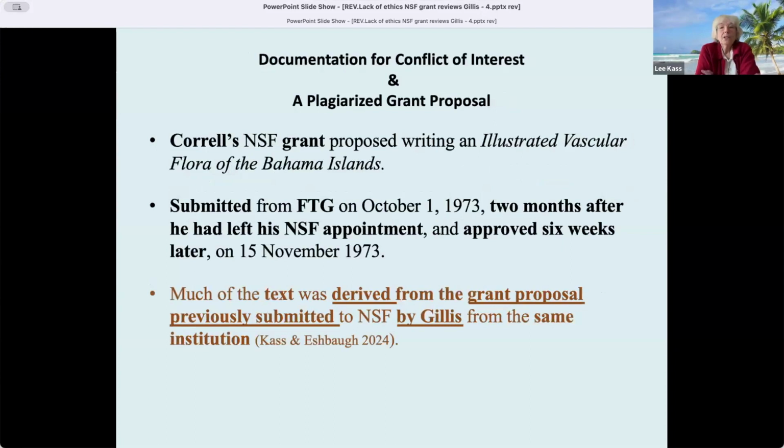Correll's National Science Foundation grant proposed writing an illustrated vascular flora of the Bahama Islands. He submitted it from the Fairchild Tropical Garden on October 1st, 1973, 2 months after he had left the National Science Foundation appointment, and it was approved 6 weeks later on 15 November, 1973. Much of the text was derived from the grant proposal previously submitted to the National Science Foundation by Gillis from the same institution.